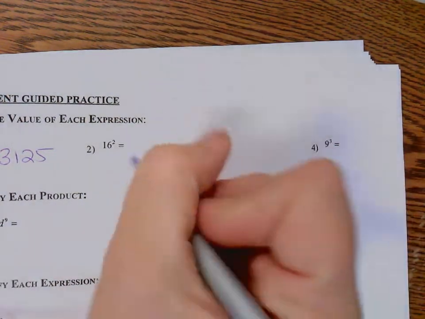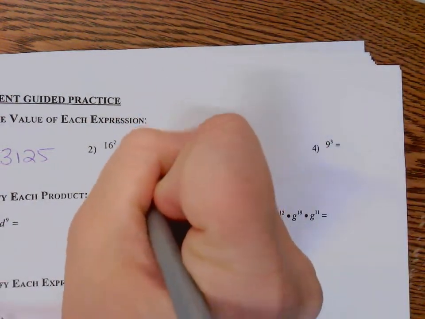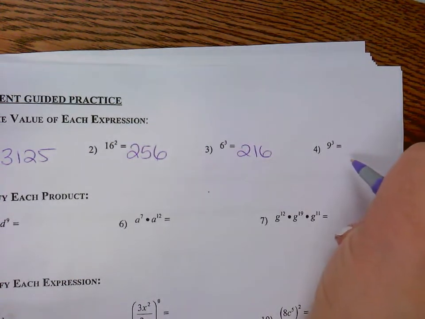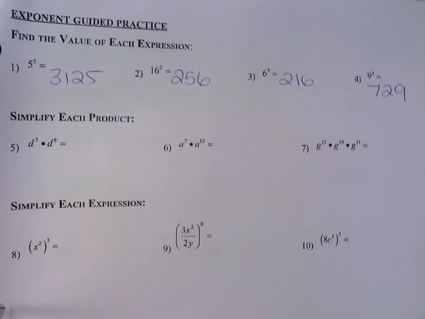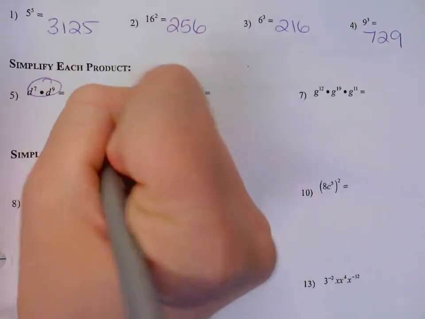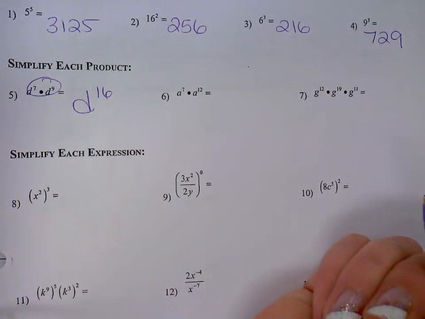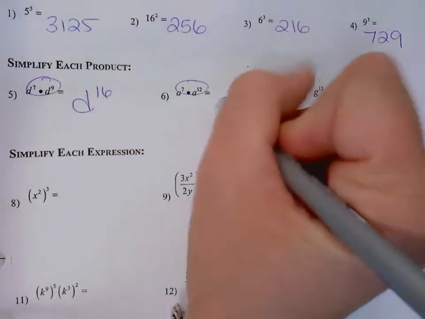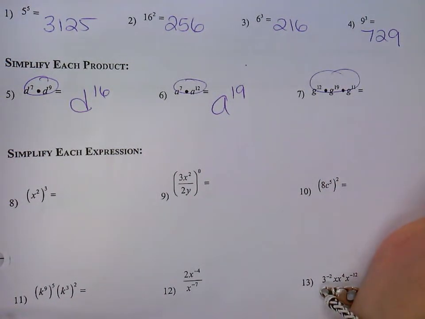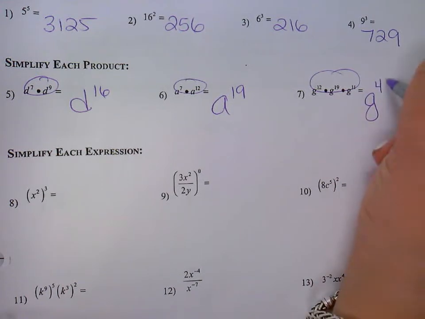16 squared is what? 256, 216, and what is it? Okay, and you could have looked at your power family chart for that one. So let's see, in this one you should have added them together, right? So d to the 16th is your final answer. Add them together, so a to the 19th. Add them all together. So is that 42? Is that what you got? Did we do okay on that?